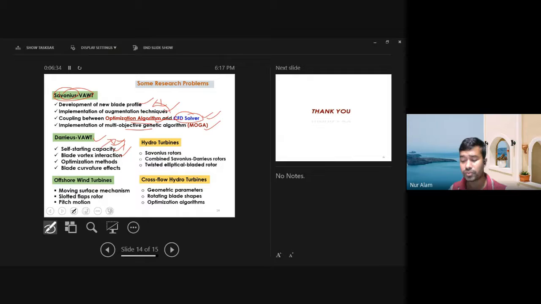In the case of the Darrieus rotor, there is vortex formation, so you can try to reduce this vortex formation. That will be one of the good topics in your study. And for optimization, as I have mentioned for the Savonius rotor, here also you can use optimization techniques to optimize the various geometric parameters and the blade curvature effect. This is one of the parameters, because blade curvature is affecting the performance. So if you try to get the optimum blade curvature, that again will be one of your studies.